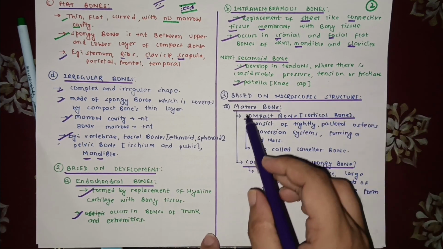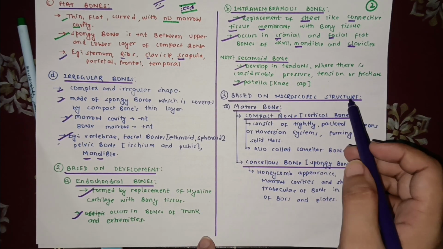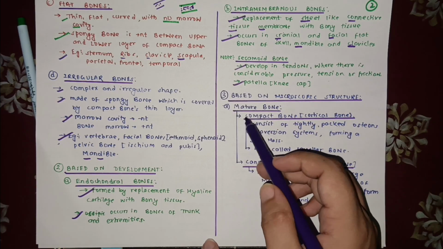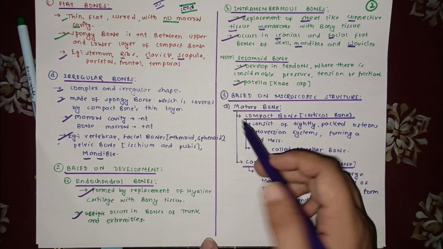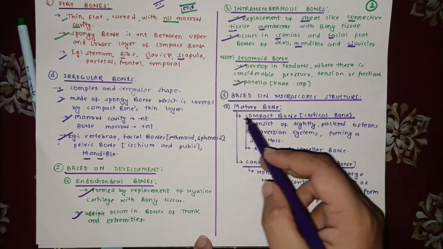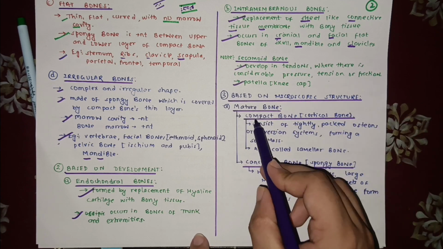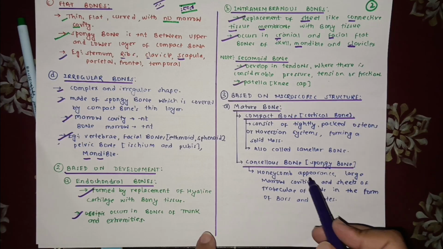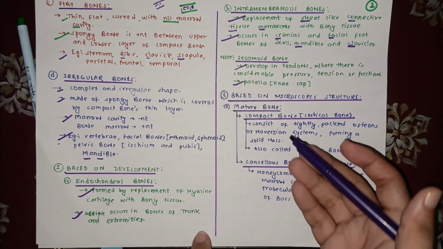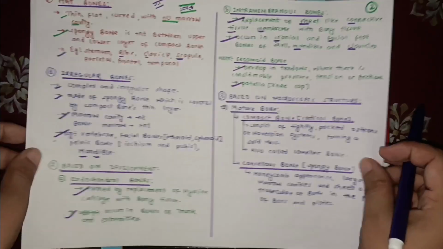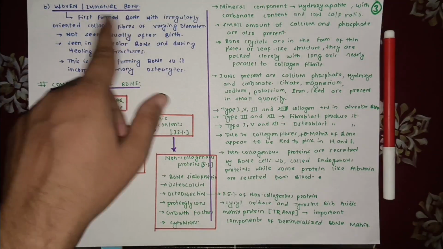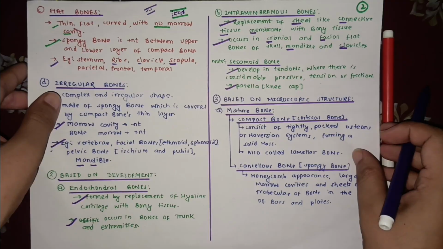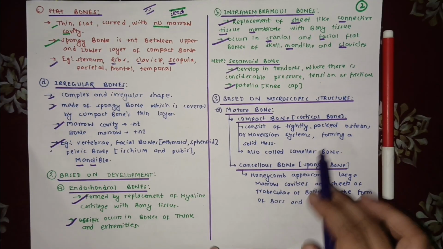After that, our third basis is the microscopic structure. In the microscopic structure we have classified bone into mature bone and immature bone. In the mature bone we have compact bone, also called cortical bone, and cancellous bone, also called spongy bone, which we have discussed earlier. And we have the other, immature bone, or the woven bone. First we will discuss the mature bone, and after that the immature bone.